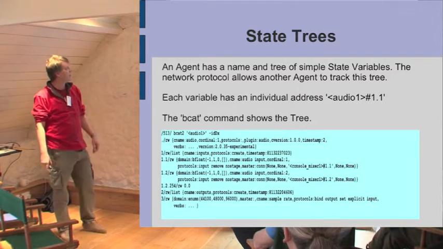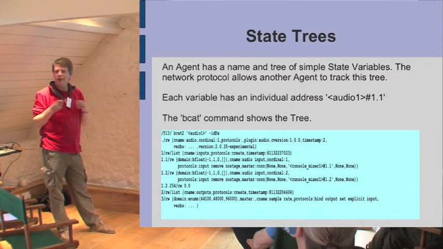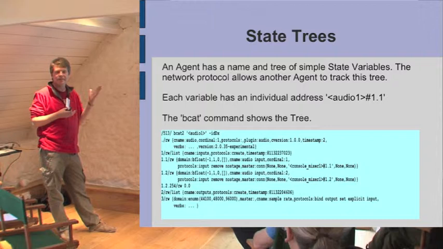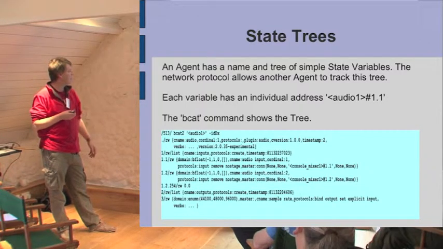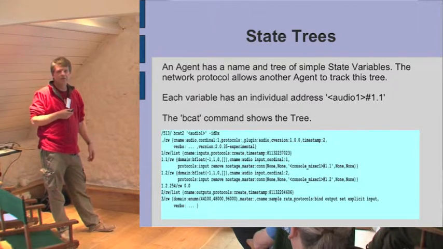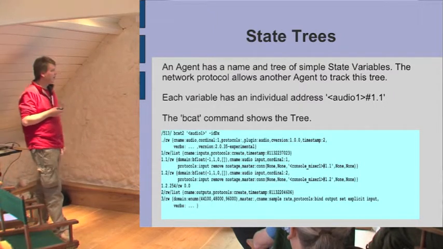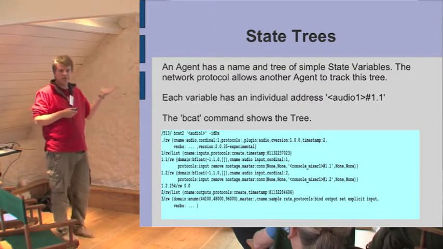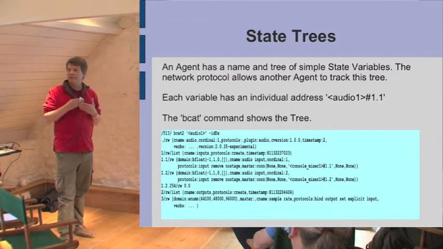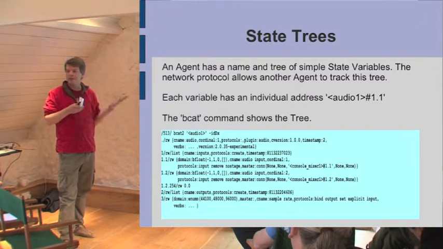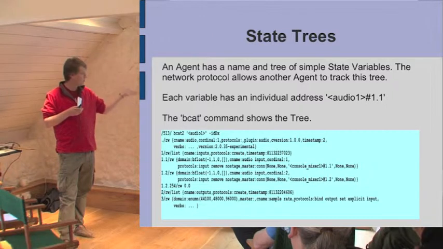State variables. This is probably the key thing, because this is where the state appears. This is the running setup of an agent. Pretty much everything is visible in here. This is what Workbench uses to derive its model of the system. So everything that you can see through Workbench is visible through this network protocol.